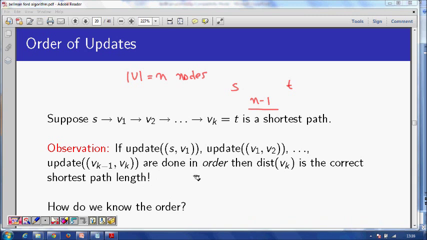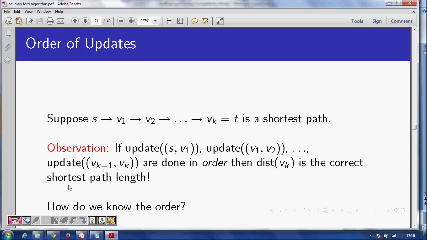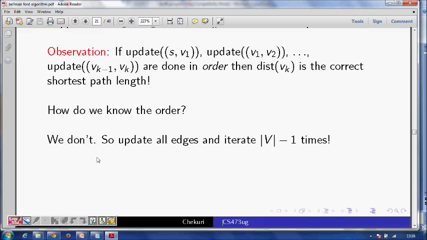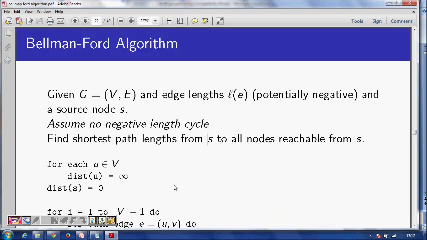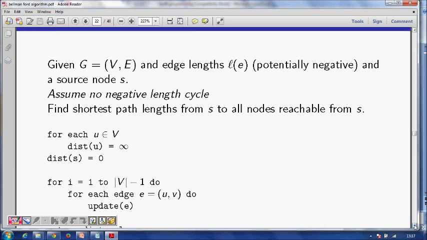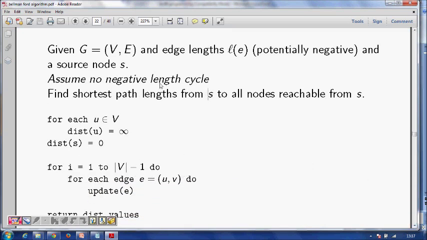So this is the maximum hop length that can be there between S and T. We don't know the order, so we run this update method for all the edges n minus 1 times. We will see this. We don't know which is the shortest path, so we update all the edges and iterate |V| minus 1 times. Let's try to see the algorithm now.